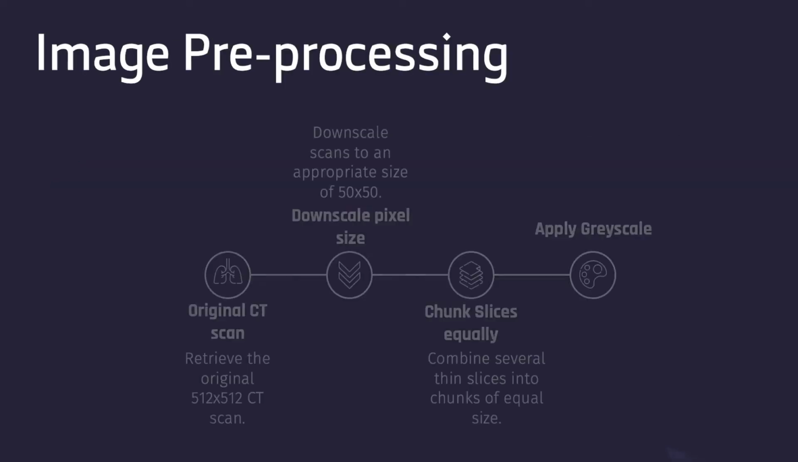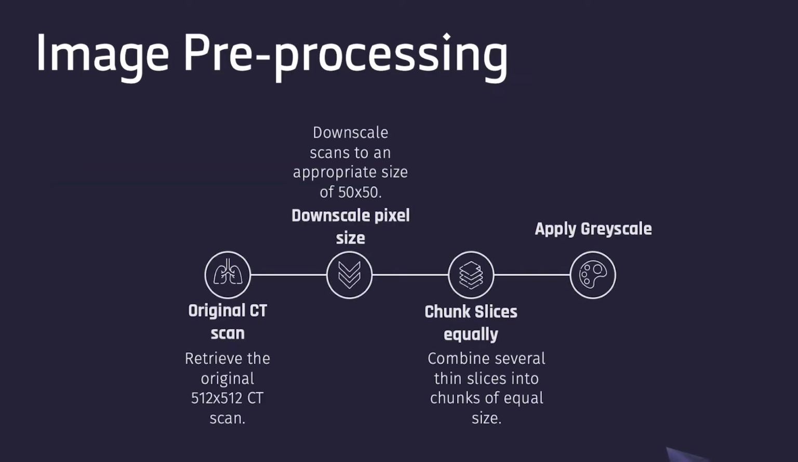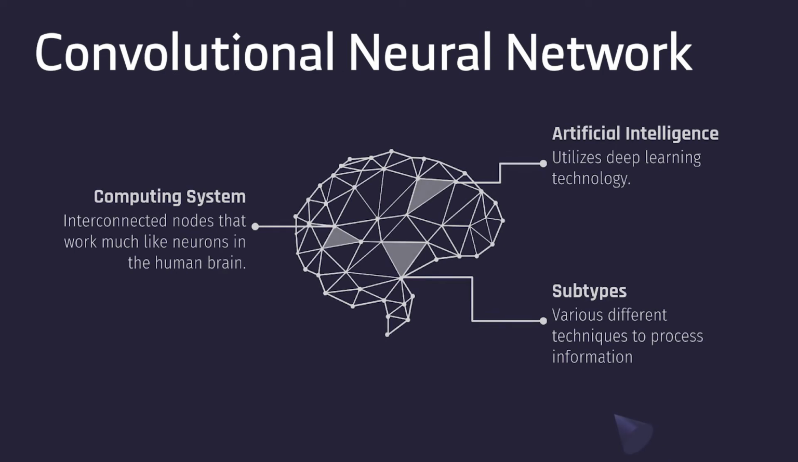A brief explanation on how our model works is that the patient scans first undergo pre-processing, which is comprised of downscaling, chunking, and the application of grayscale. The scan is then run through a convolutional neural network, which has the ability to use filters to categorize important features in an image, which in our case is cancer cells. The model provides an accuracy of 92%, which is higher than the average radiologist of 86%.